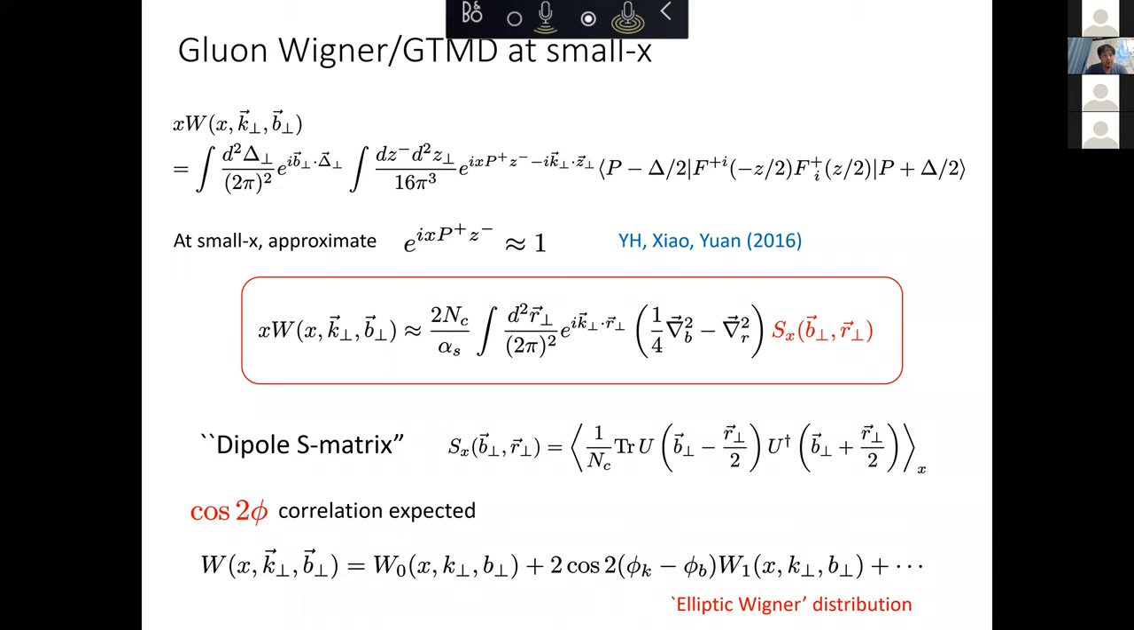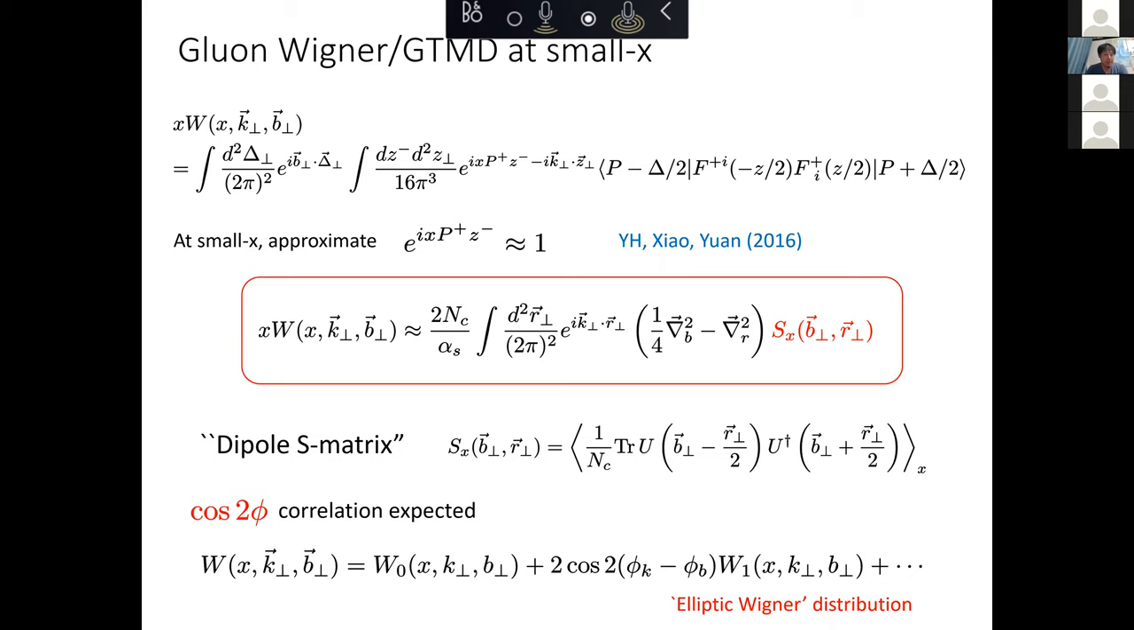So if you start from this definition of the gluon Wigner distribution function, and you approximate this exponential factor to be 1, since x is small, then this exponential factor is just 1. After this approximation, the Wigner distribution function is proportional to the so-called dipole S matrix, which is a correlation function of the Wilson lines along the light cone directions. And since this satisfies the so-called Balitsky-Kovchegov equation, you can study the small x evolution of this Wigner distribution function.